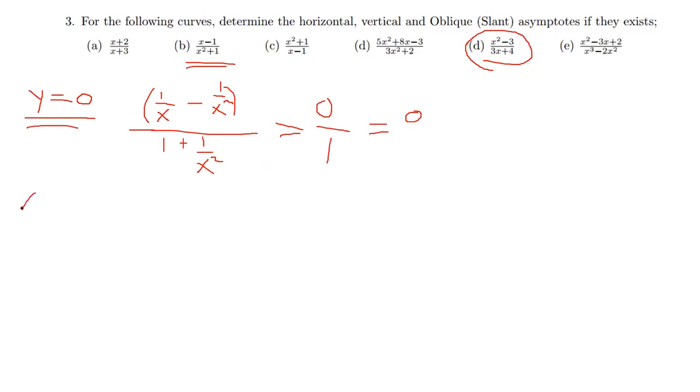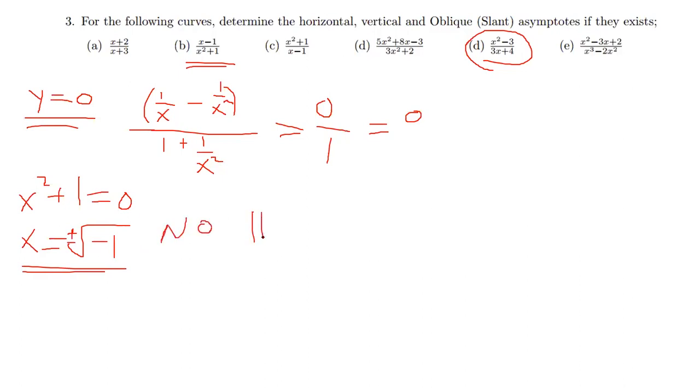And then for the vertical asymptote, you equate the denominator to 0. And when you get your answer, it will be plus or minus the square root of -1. So this is a complex number. This is not a real number. They are all supposed to be real numbers. So if you get a complex number, it means that it has no vertical asymptote.